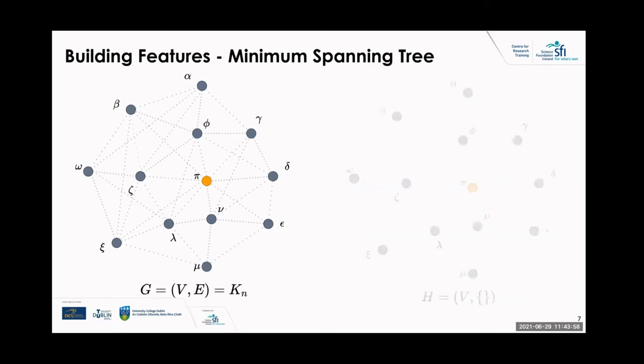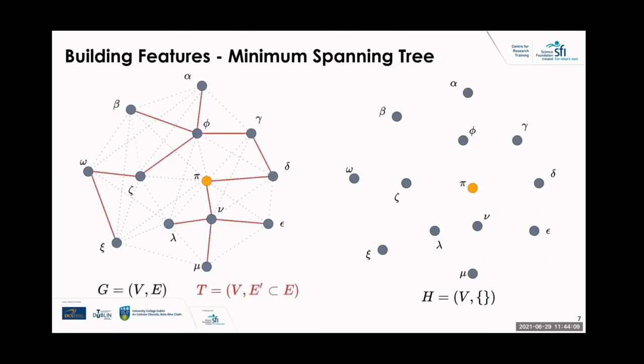So the approach we have to completing these features is to take the graph, our original complete graph that we have on the left, build a new graph which has the same vertices as the original graph, but none of the edges. We compute the minimum weight spanning tree in our original graph.